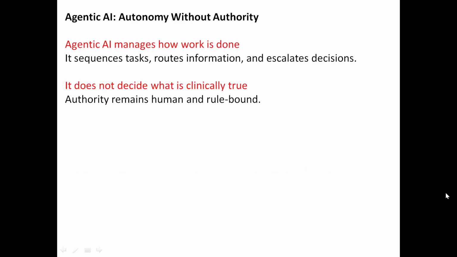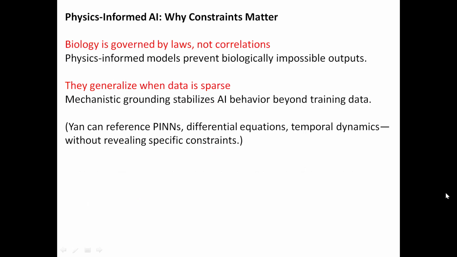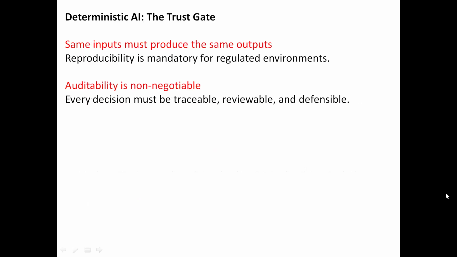Agentic AI was already explained, how the work is done, and physics-informed AI is the constraint that matters, usually biology and physics laws as constraints. And then deterministic AI: the same input must produce the same output, right? Because auditability is non-negotiable. It should be audited, traceable, reviewable, and defensible.